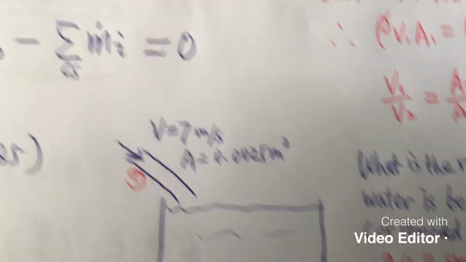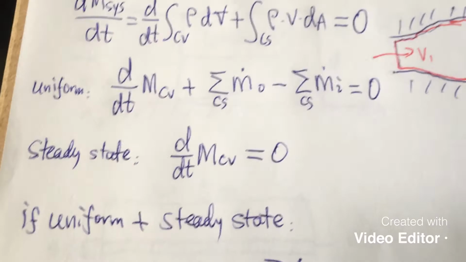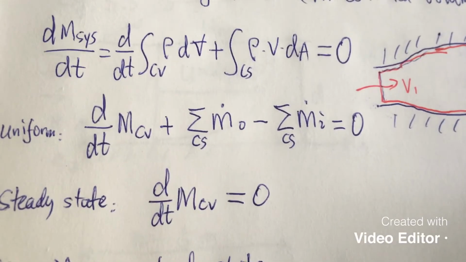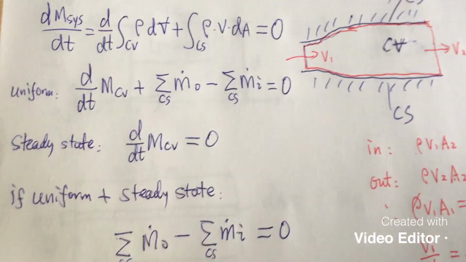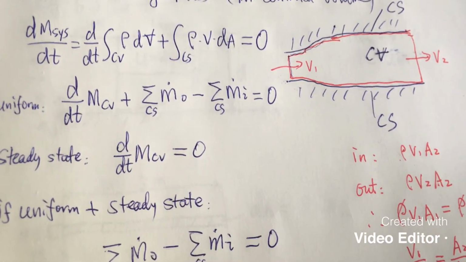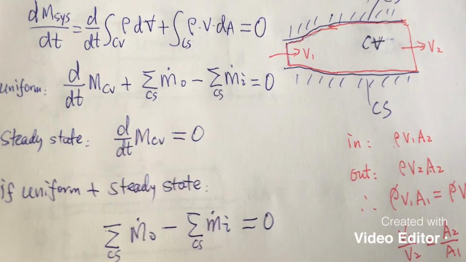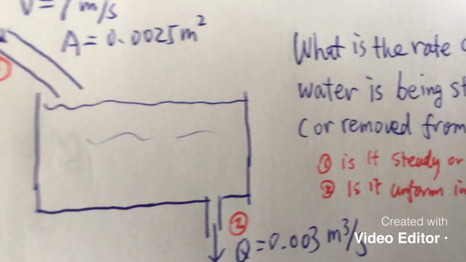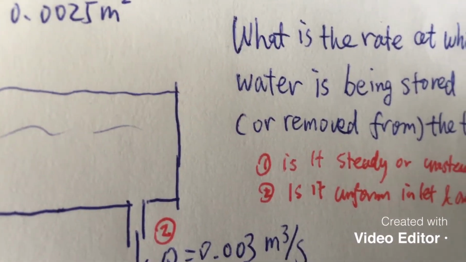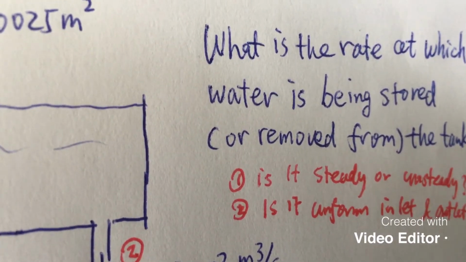But the equation has 3 different forms here, as we mentioned before. These are the 3 different forms, right? So which form to use? The question you ask yourself is, is this problem steady or unsteady?